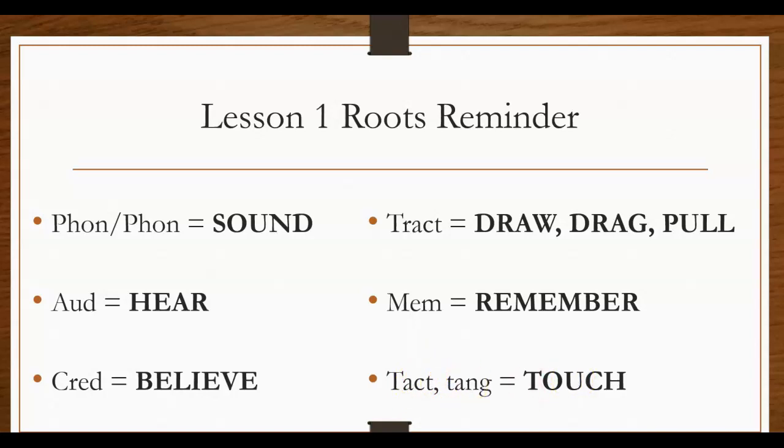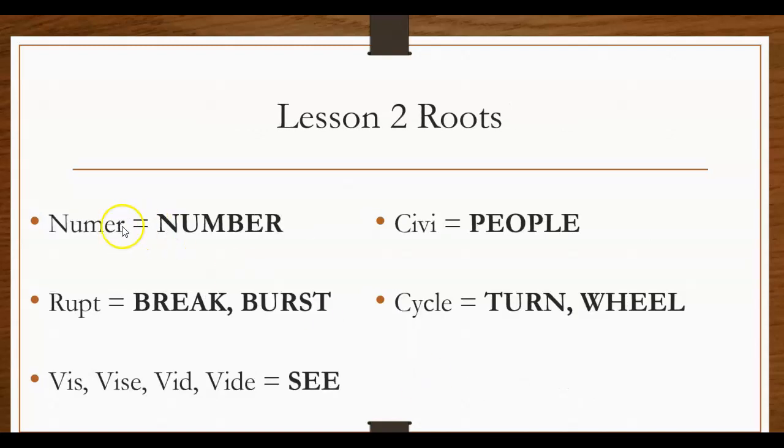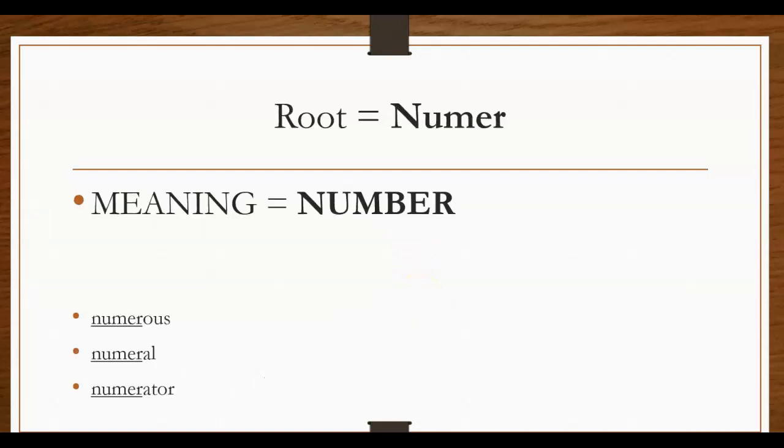We're going to learn some new roots today. Numer, rupt, vis, vid, vide, all have the same meaning. Civi and cycle. Starting with numer, N-U-M-E-R, you can probably tell that this is connected to number.